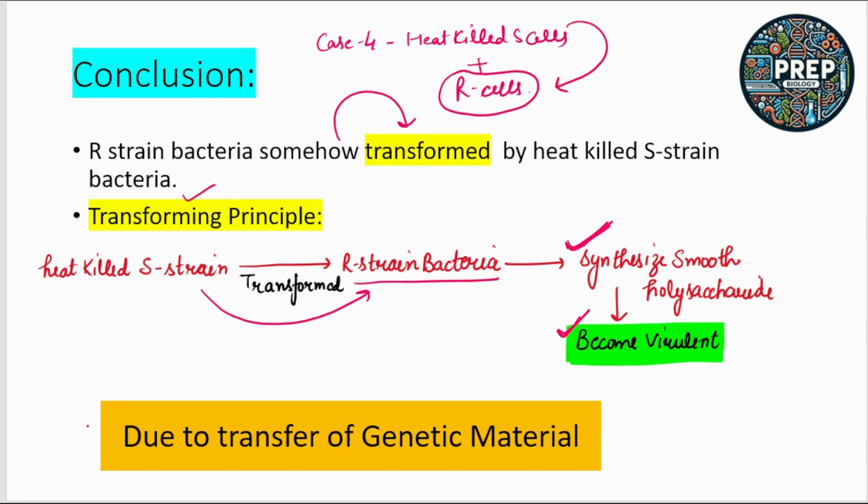By this experiment, Griffith stated that this is due to the transfer of genetic material. So this transforming principle states that something is transformed from one cell to the next cell, and that transformation is due to the transfer of the genetic material. So this is the conclusion of the transforming principle given by Griffith.